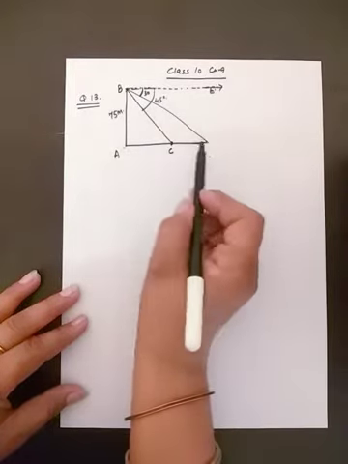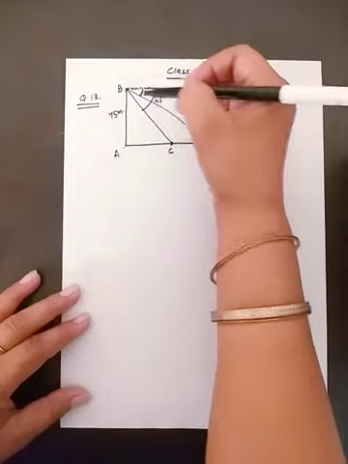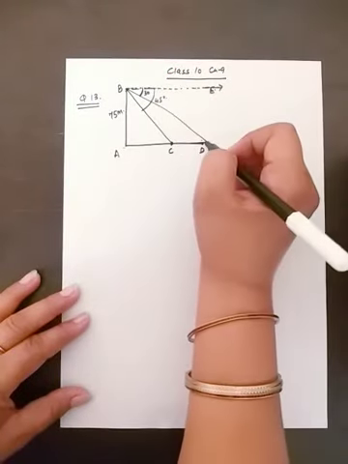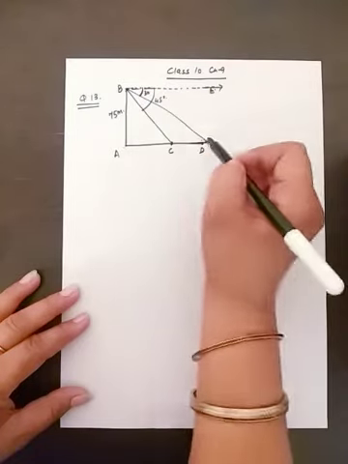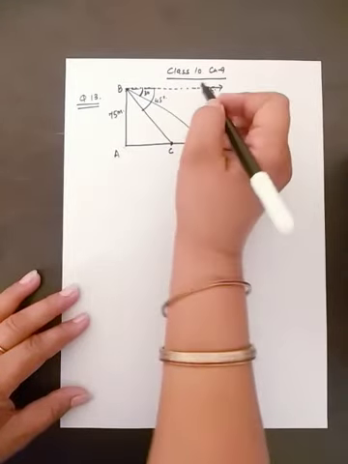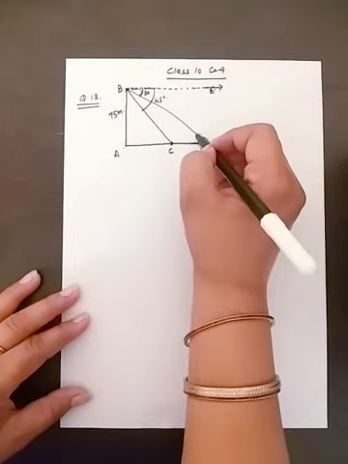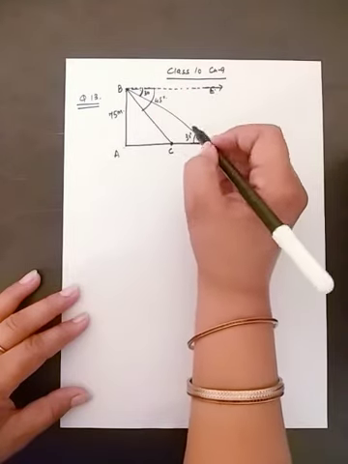BE is parallel to AD and BD is transversal. So angle EBD will be equal to angle BDA, and angle BDA is of 30 degree. So this one angle will be of 30 degree.